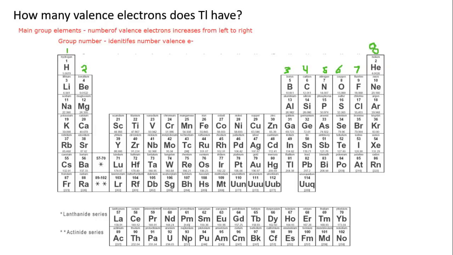So here we want to know how many valence electrons thallium has. Thallium is located right here in group 3A, so it has 3 valence electrons. Three. Look at another problem.